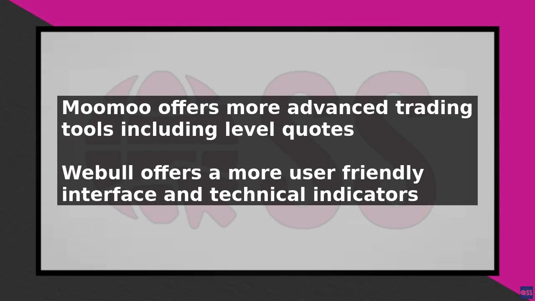When it comes to account minimums, Moomoo has no minimum balance requirement, while Webull requires a minimum balance of $100 to start trading. Both apps also offer mobile apps for trading on the go.